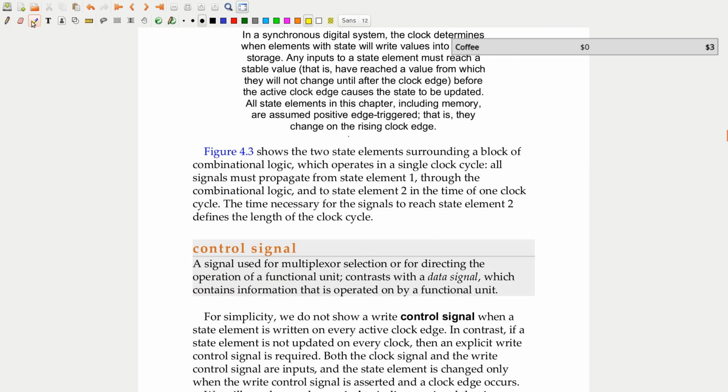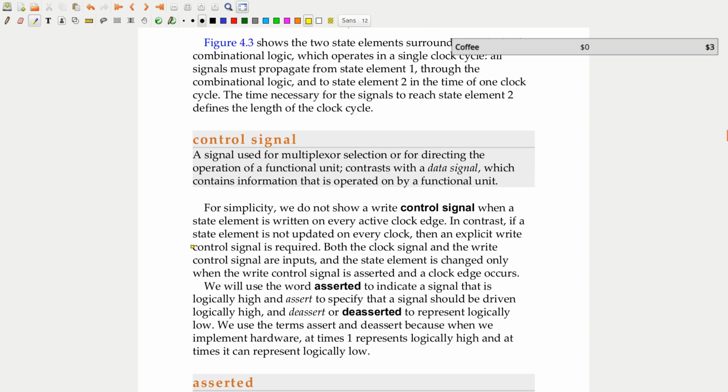The highlighter back. There we go. So we already went over figure 4.3. So what's a control signal? A control signal is a signal used for a multiplexer selection, or for directing the operation of a functional unit. This contrasts with a data signal, which contains information that is operated on by a functional unit.